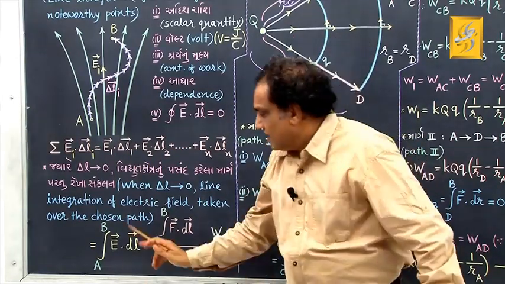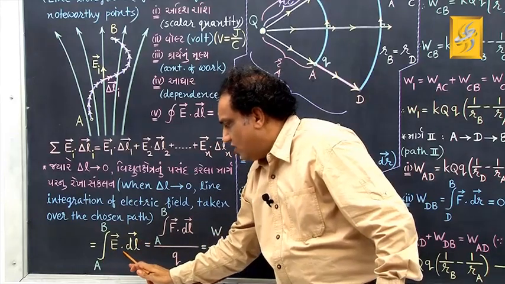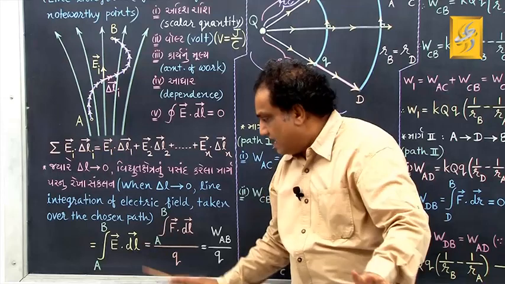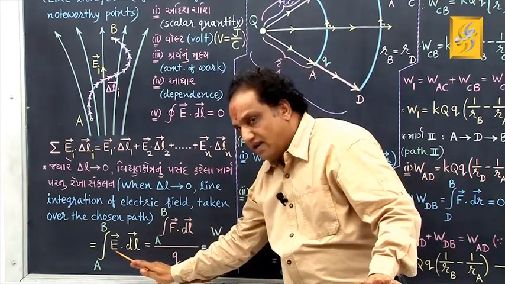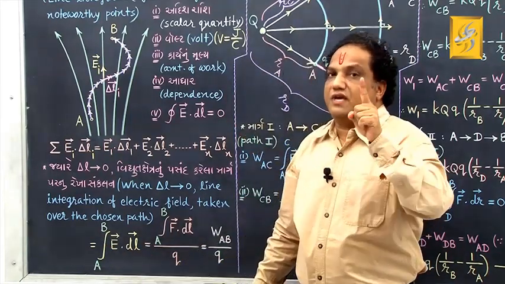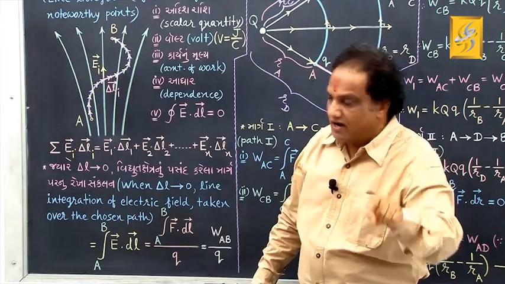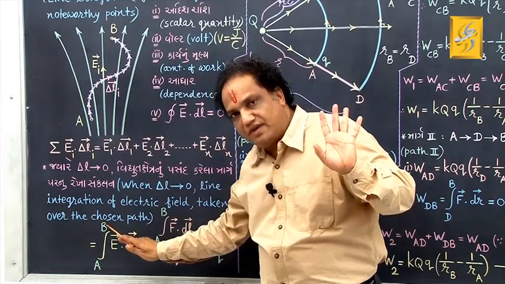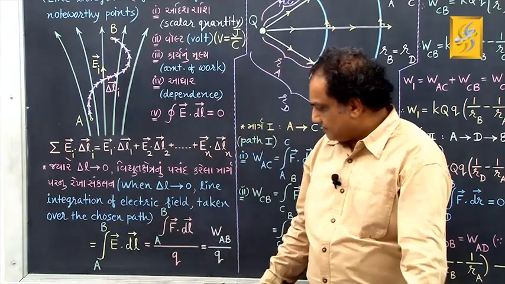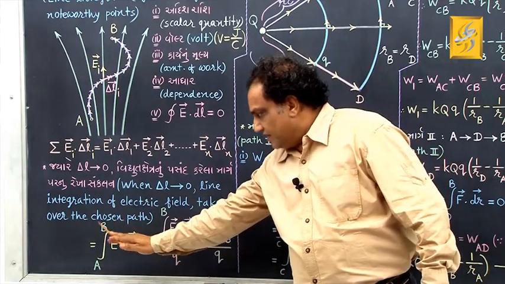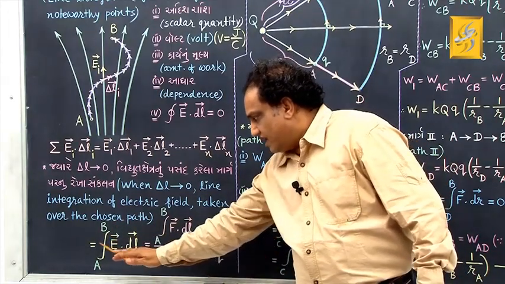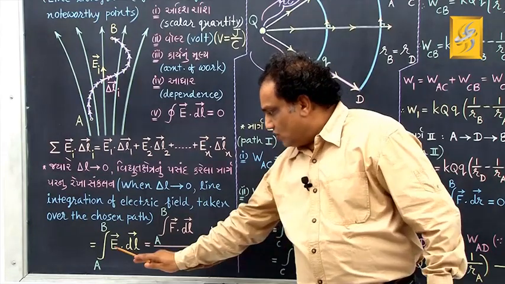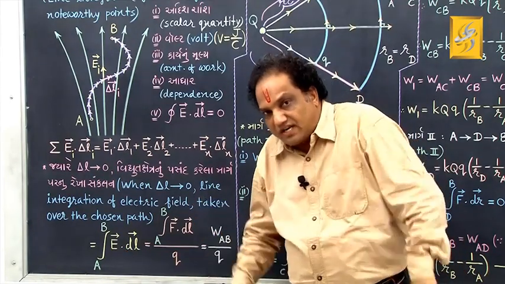I repeat, integration of vector E dot vector dl from A to B is only known as line integration of electric field taken over the given path in the electric field from initial position A to final position B, correct? Fine. Now tell me, this whole term which is called line integration of electric field, you can rewrite this way also. You know vector E, it is nothing but electric field.